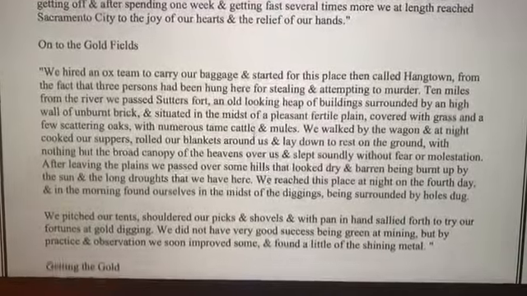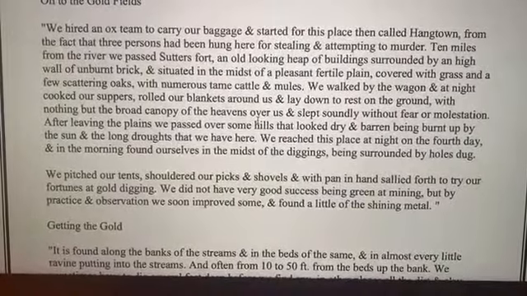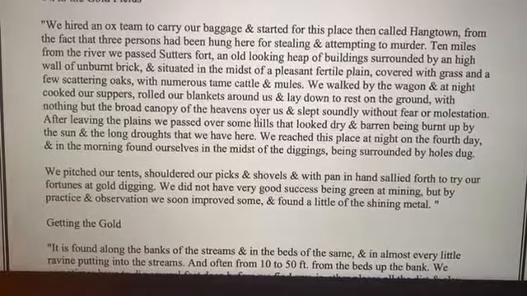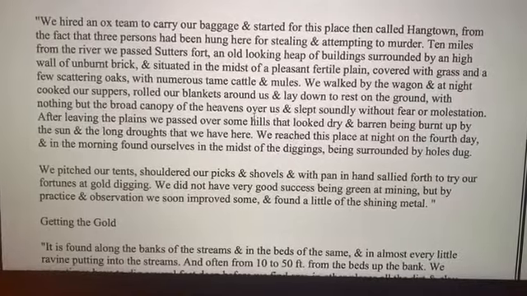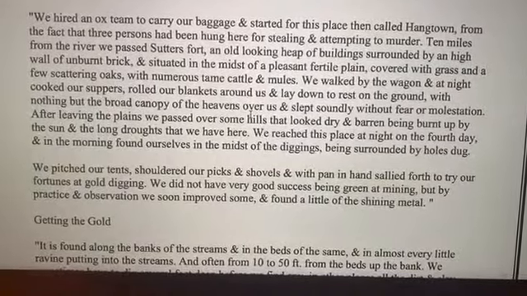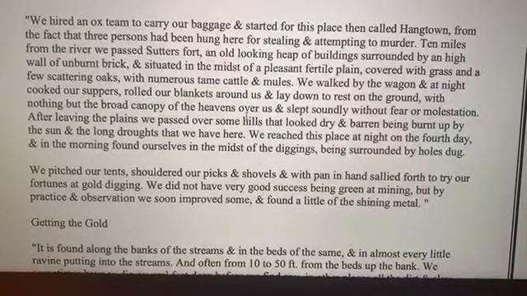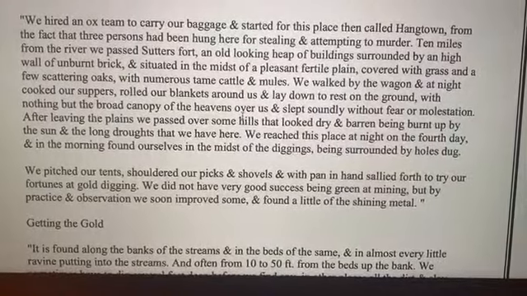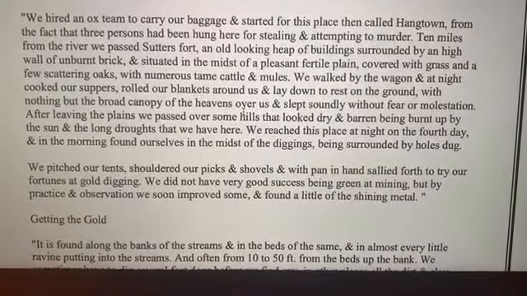On to the gold fields. We hired an ox team to carry our baggage and started for this place then called Hangtown, from the fact that 3 persons had been hung there for stealing and attempting to murder. 10 miles from the river, we passed Sutter's Fort, an old-looking heap of buildings surrounded by a high wall of unburnt brick and situated in the midst of a pleasant, fertile plain, covered with grass and a few scattering oaks, with numerous tame cattle and mules.